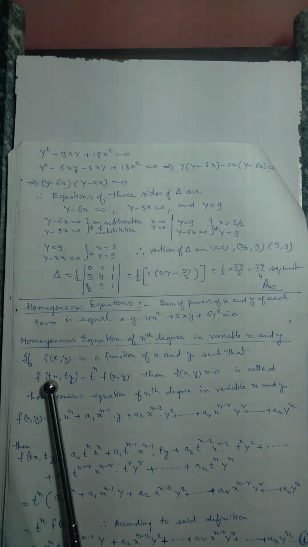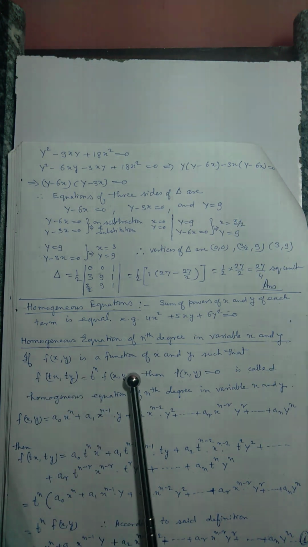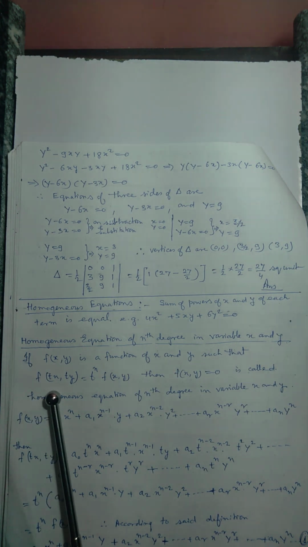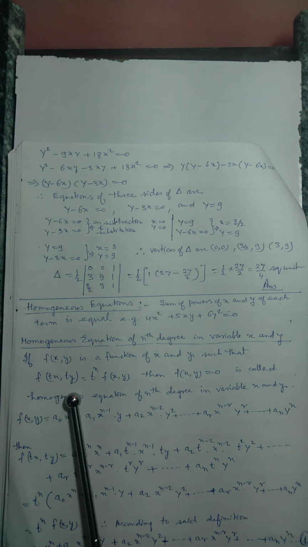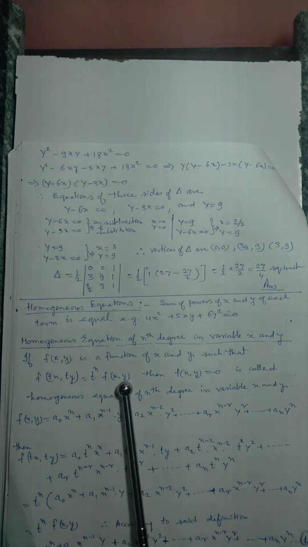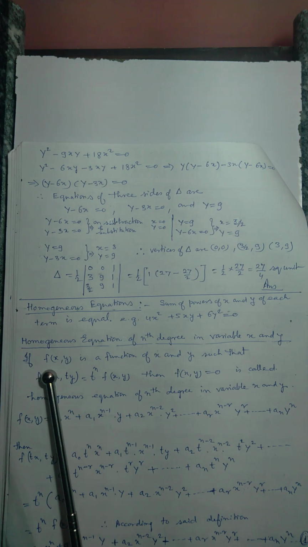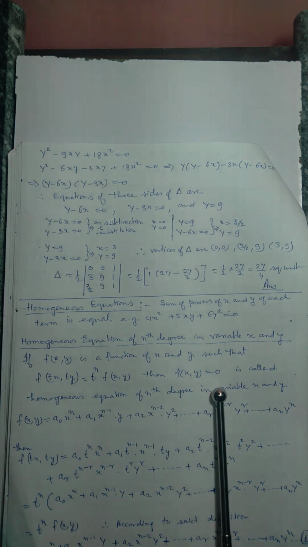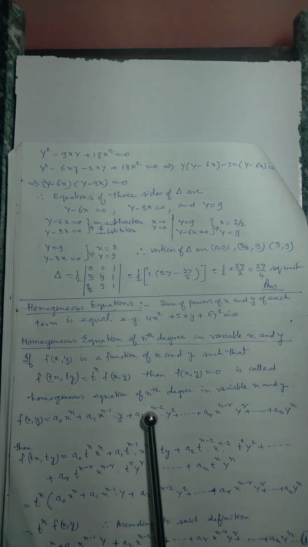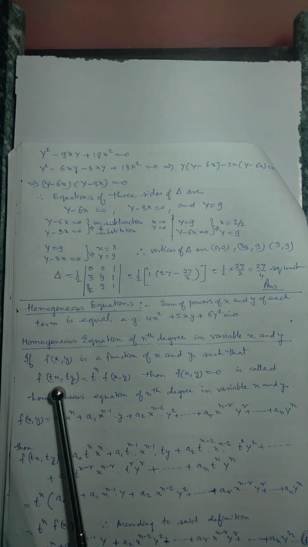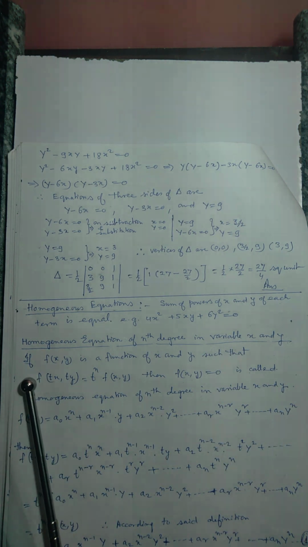If f(x, y) is a function of x and y such that f(tx, ty) is equal to t raised to power n f(x, y), then f(x, y) equal to 0 is called the homogeneous equation of the nth degree in variables x and y. I repeat the matter again.